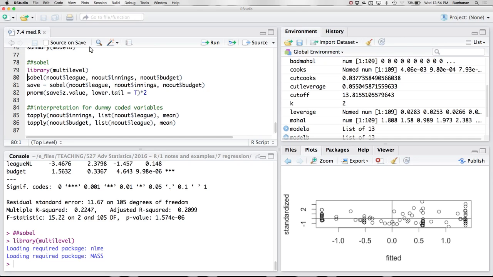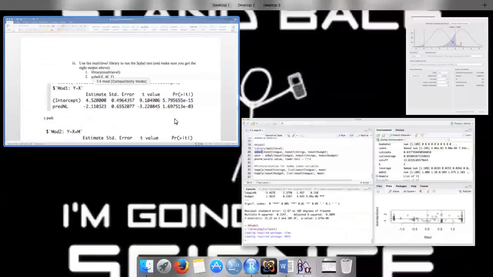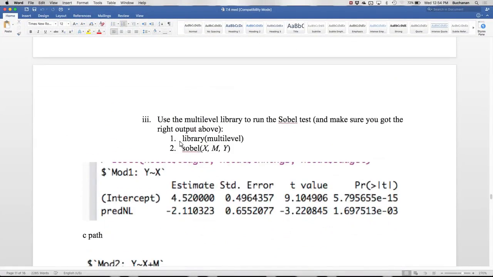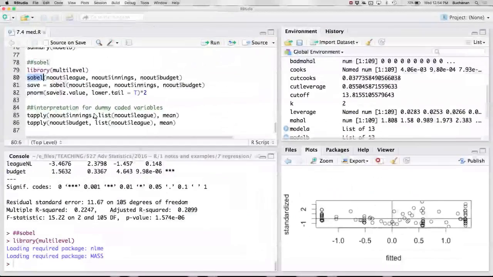All right, once you get that installed and the library loaded, the code is Sobel. Sobel x, m, y. However, it doesn't have a data command, so you have to use the $ stuff. So league, innings, budget, so x, m, y. If you put them in the wrong order, you will get the wrong answer.